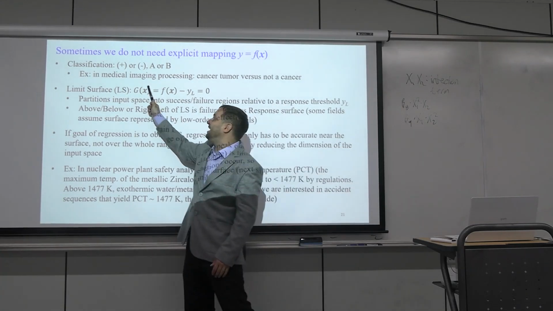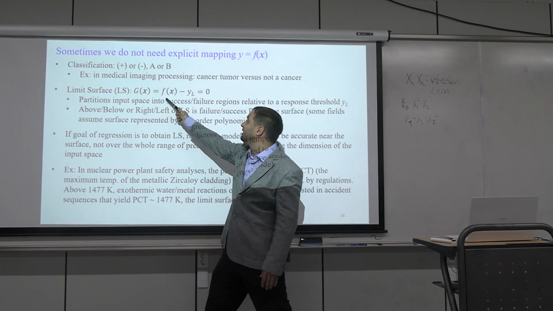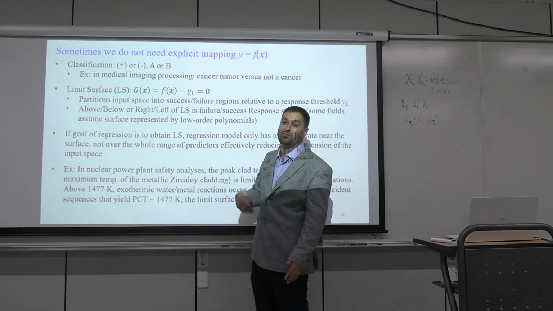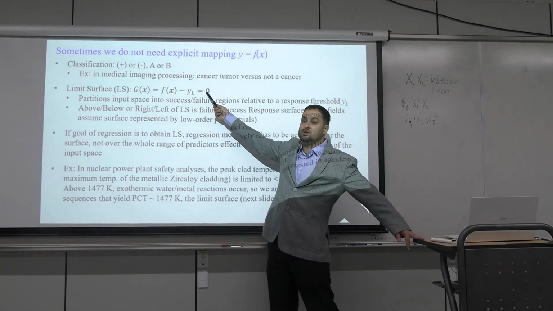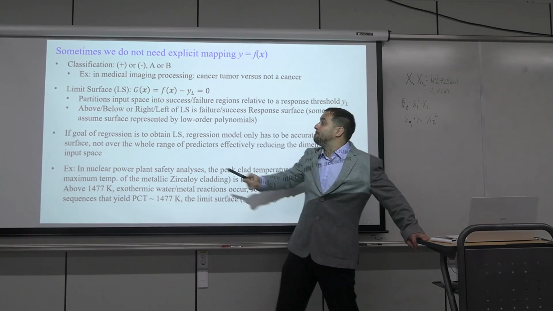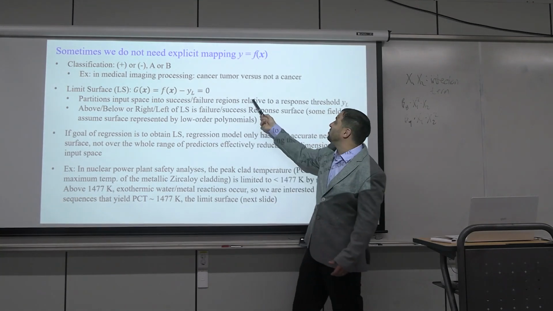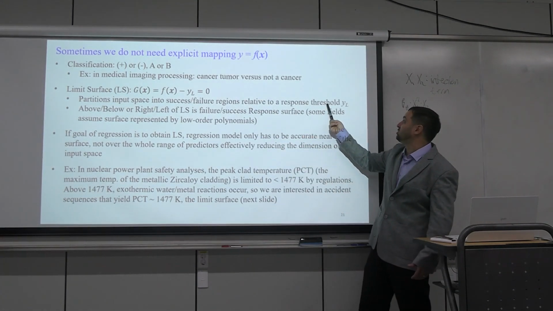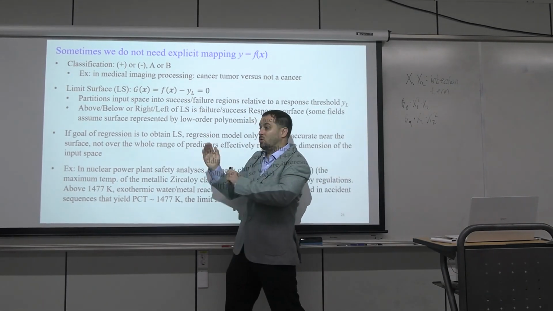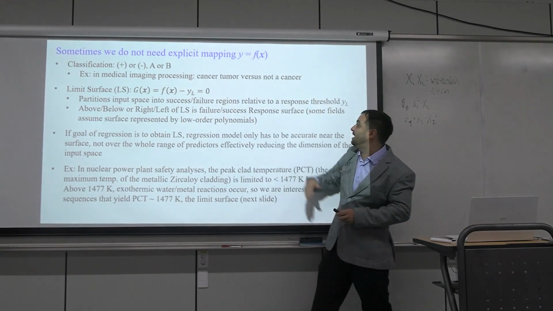This is where you define a new function g of x, which equals our f of x minus some threshold value, which I'm going to call YL, L for the limit. And then you set this equal to 0. What this does is the limit surface partitions the input space into success and failure regions relative to a response threshold YL. So for example, above and below this surface, or to the right or to the left of the surface, might mean failure or success.